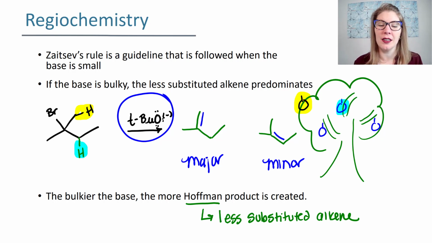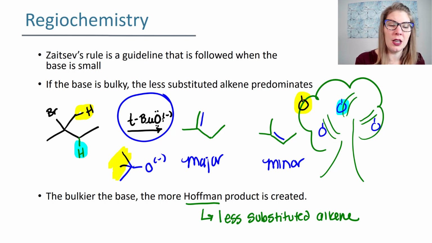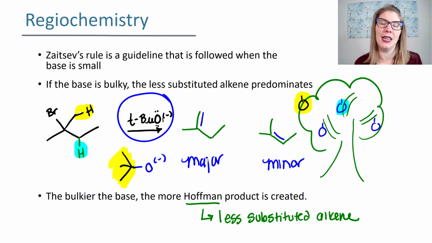Remember that the less substituted product is called the Hofmann product. The more substituted product is called the Zaitsev product. Let's just pause really quick and talk about tert butoxide. Tert butoxide is one of your most common strong bulky bases. Tert butoxide looks like this. The more carbon that you have over here where I highlighted in yellow, the bulkier the base is.